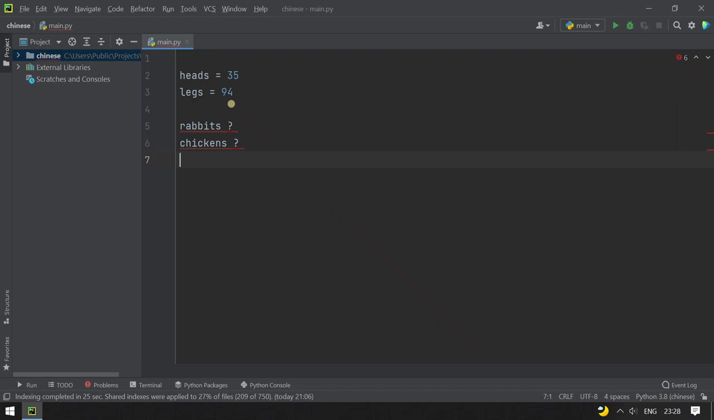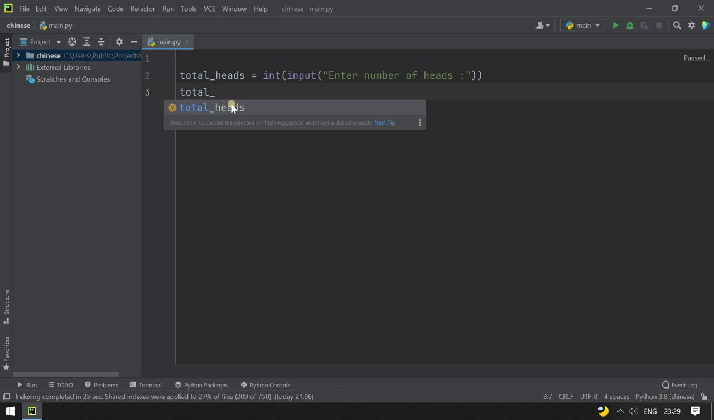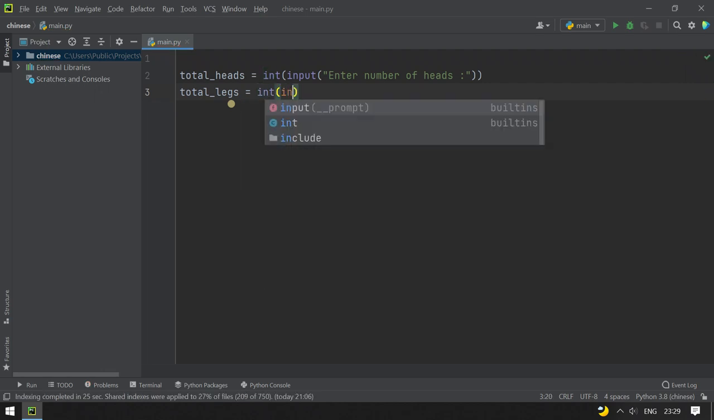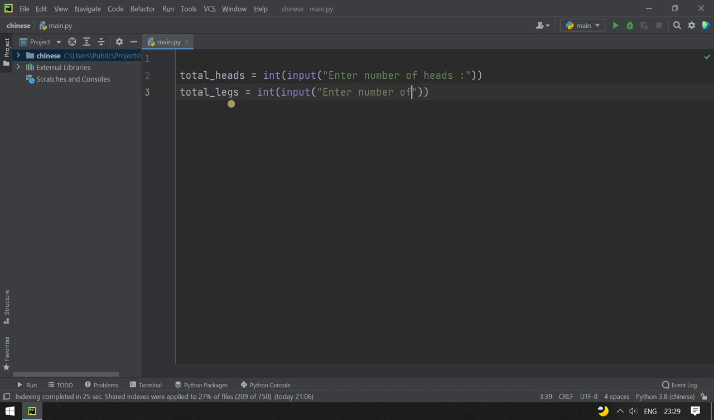So let's solve this using a Python program. Let's get started. So here I take variables: total heads equal to, let's take an input from the user, enter number of heads, and convert it into int. Now let's take another variable, total legs equals to int, convert it, take an input prompt, enter the number of legs.